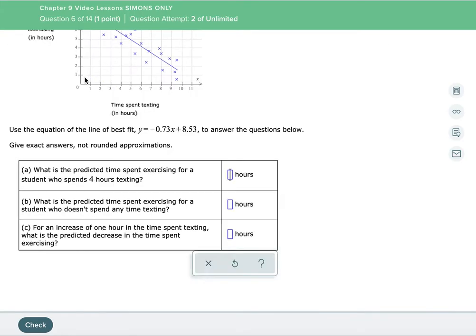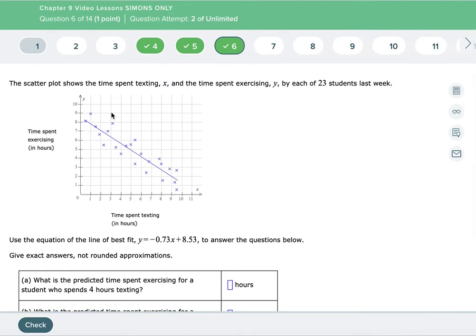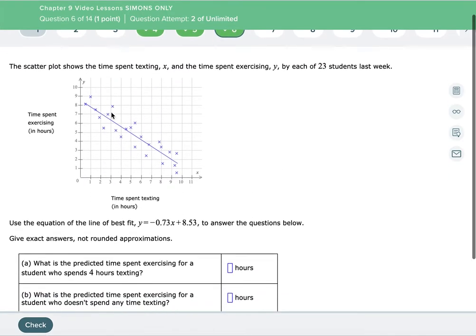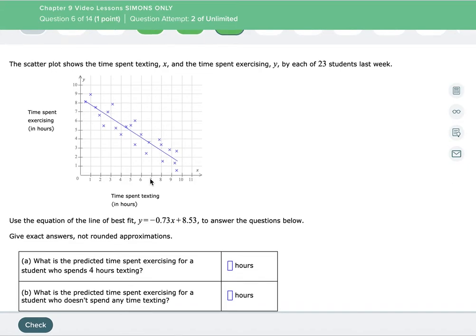Okay, scatter plot shows the time spent texting x and the time spent exercising y. So if we look at this, basically it means that the more you text, the less you exercise. All right? So that seems pretty drastic, but that's what this graph is showing. All right? And their sample population that they used.